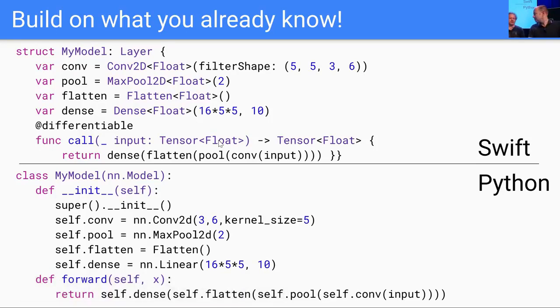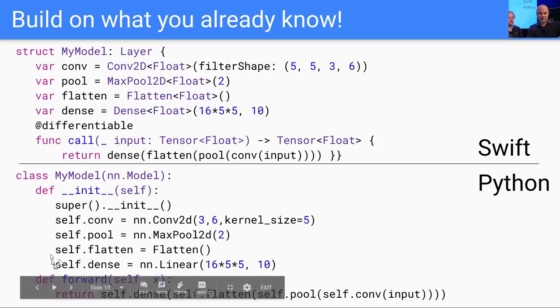Yep. So it's actually getting to the point where there's more boilerplate in the Python code, with all this self.conv and self.pool and self-comma, and we get rid of a lot of that.